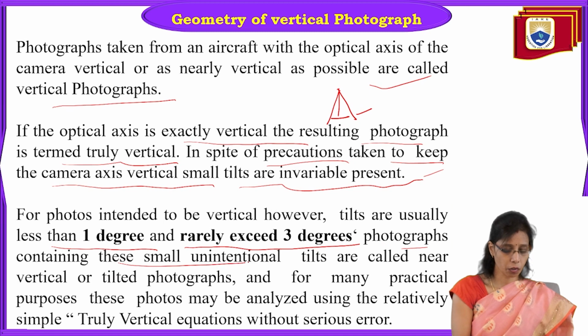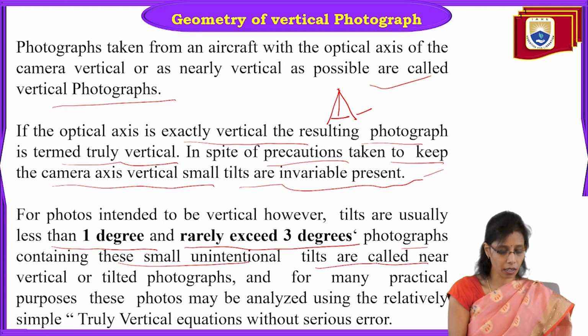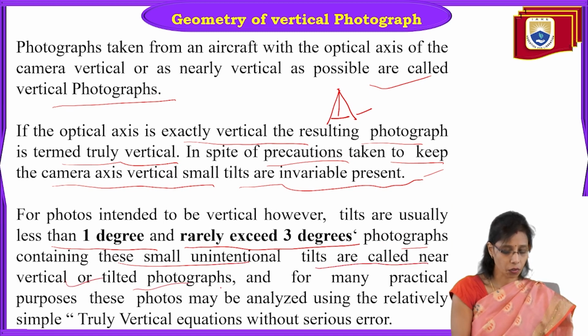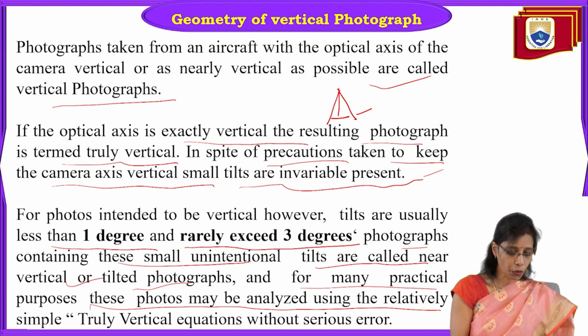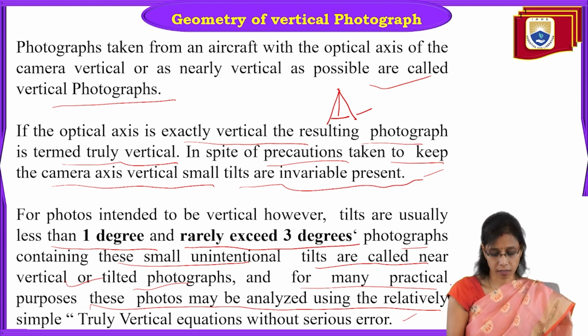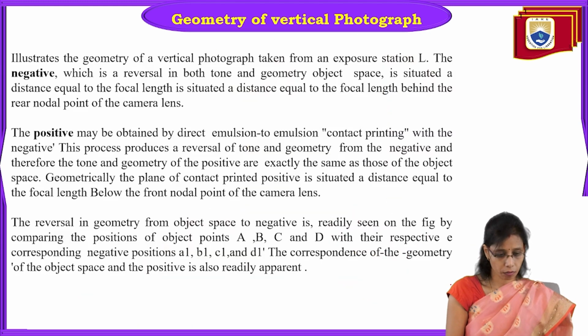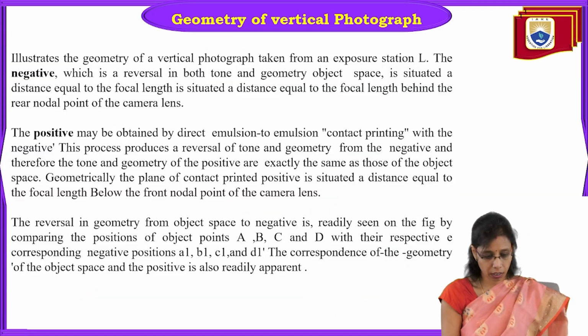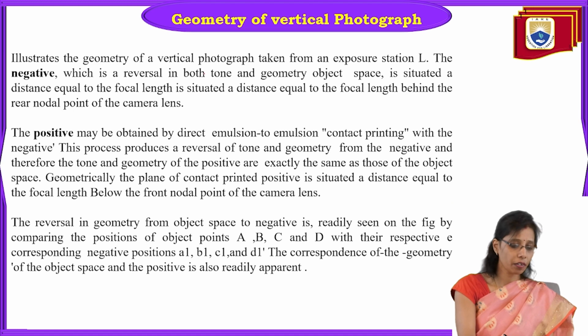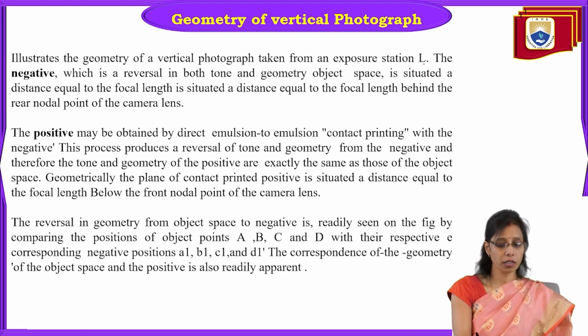Photographs containing these small unintentional tilts are called near vertical tilted photographs, and for many practical purposes, these photos may be analyzed using the relatively simple truly vertical equations without any serious errors. Okay, now this diagram's explanation is given in the next slide. It illustrates the geometry of a vertical photograph taken from exposure station L.